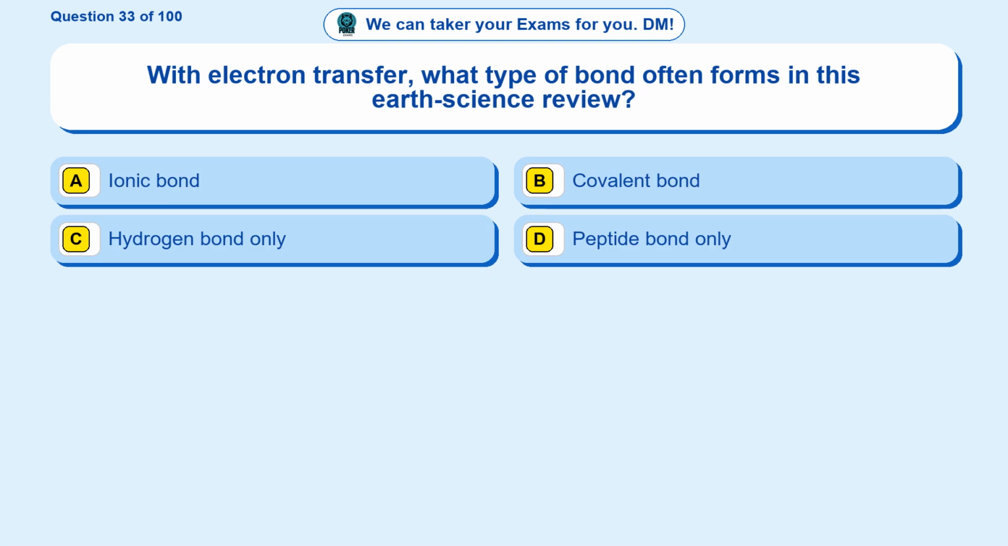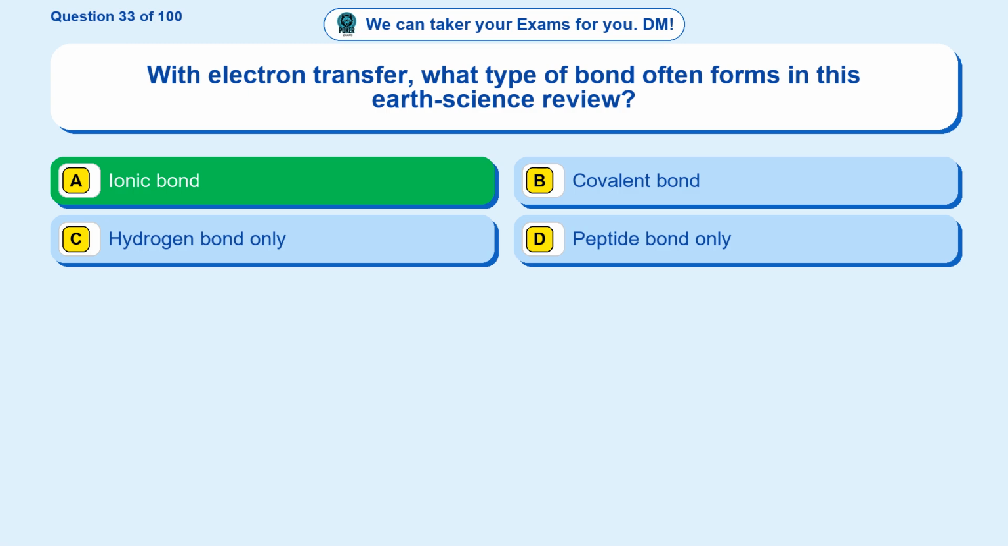Question 33. With electron transfer, what type of bond often forms in this Earth Science Review? Option A, ionic bond. Option B, covalent bond. Option C, hydrogen bond only. Option D, peptide bond only. The correct answer is option A.